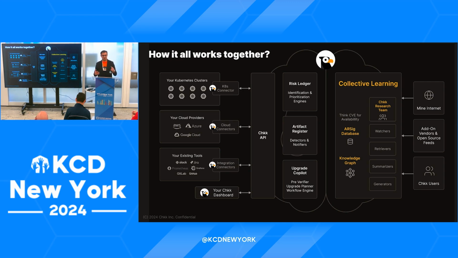On the left side, we connect with your Kubernetes clusters by giving you a lightweight agent, like a cron job, that collects the right metadata. We also connect with your cloud substrate, where we get metadata from across layers. And we send that metadata to our service, where we run these engines that power all three product modules. And then we offer you integrations for tracking and reporting purposes that integrate Check into your existing tools. And we give you a dashboard via the API, where you get to see the risk ledger, where you can see what risks are there, the artifact register to see the inventory of what you're running, and the upgrade copilot to perform upgrades in a safe and timely manner.